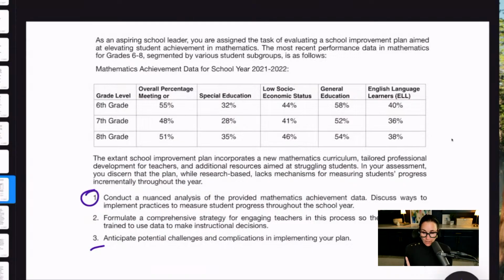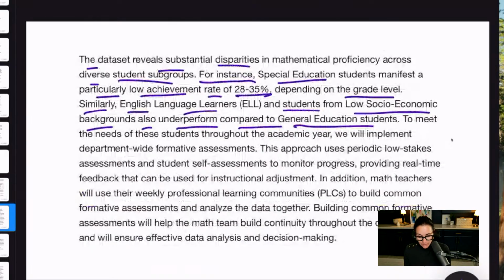For our first paragraph, because we're breaking this up by paragraphs, our first paragraph is conduct the analysis, which we did. The second part is discuss ways to implement practices to measure student progress throughout the year. That's the second part, and it makes for a nice ending to this paragraph. To meet the needs of these students throughout the academic year, notice I grabbed some of their language from the task itself to signal to the grader, hey, I'm going to do it now. I'm doing it.